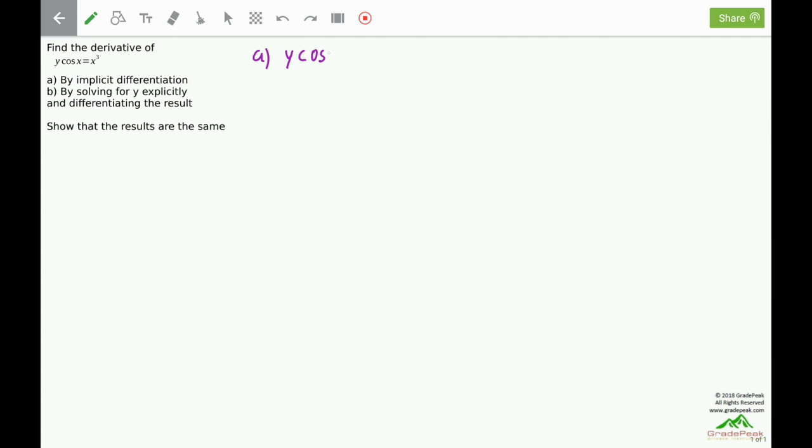We have an implicit equation. We have y's and x's related to each other, but it's not solved for y in terms of x directly, and therefore it's an implicit equation. We can find the derivative by taking the derivative of both sides with respect to x, indicated by the prime.